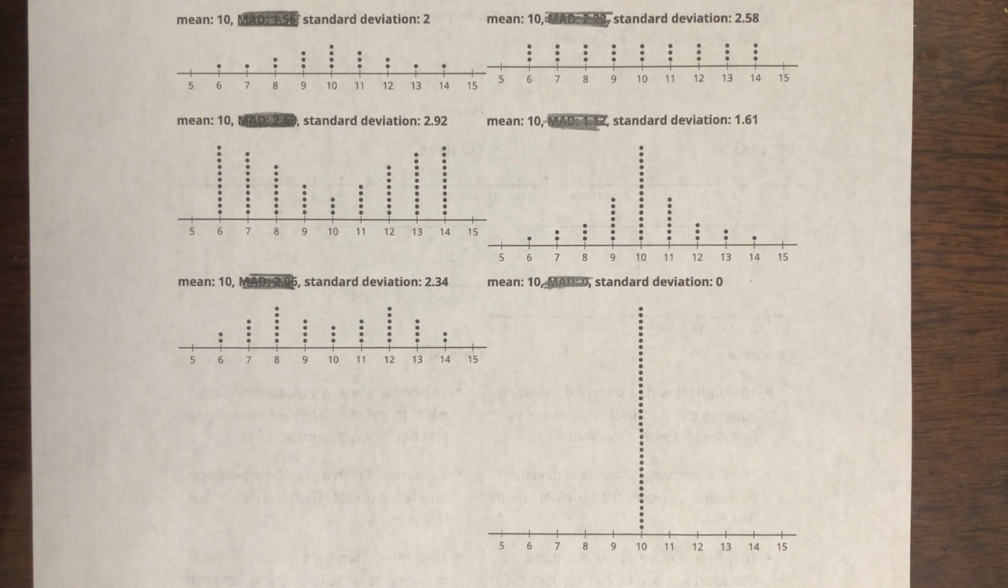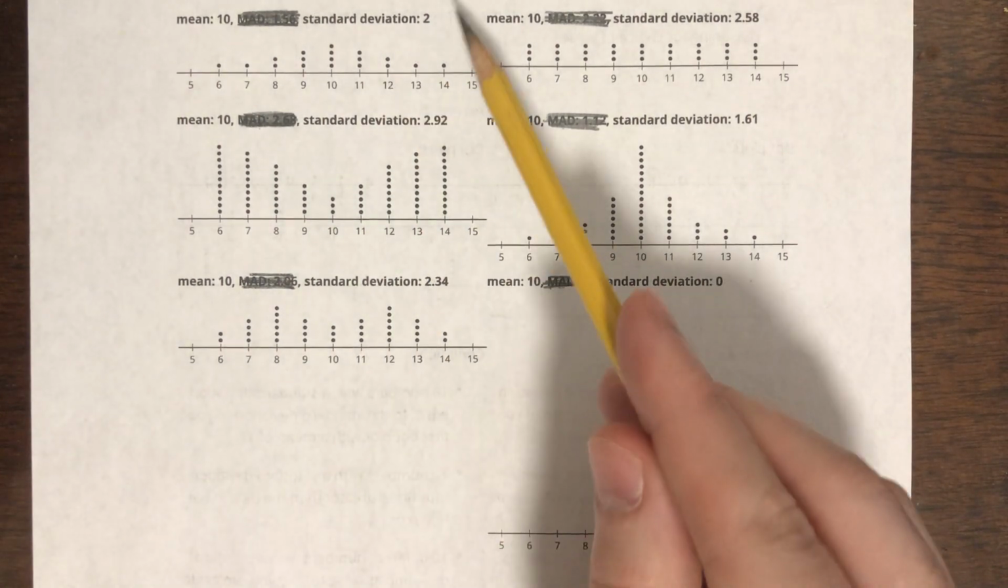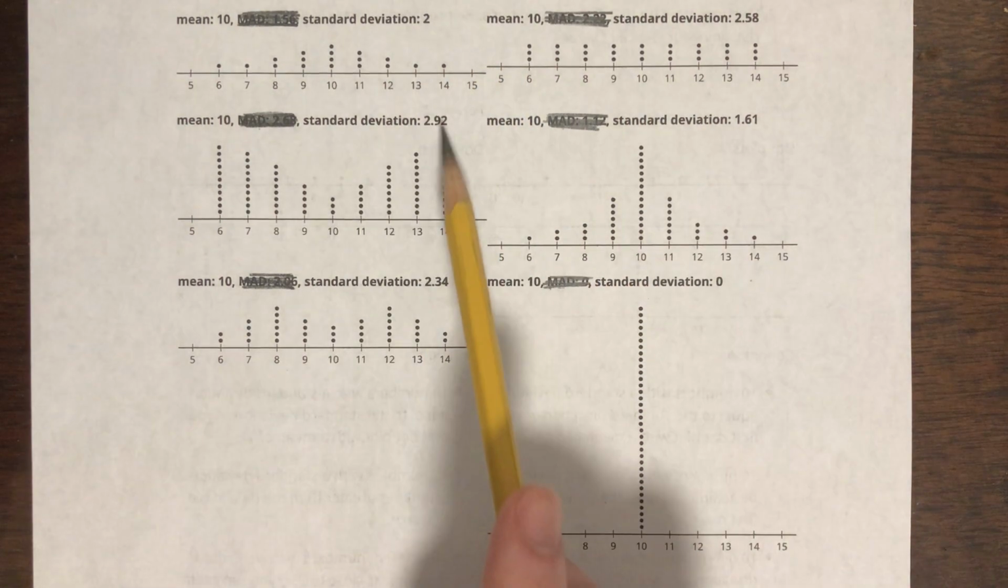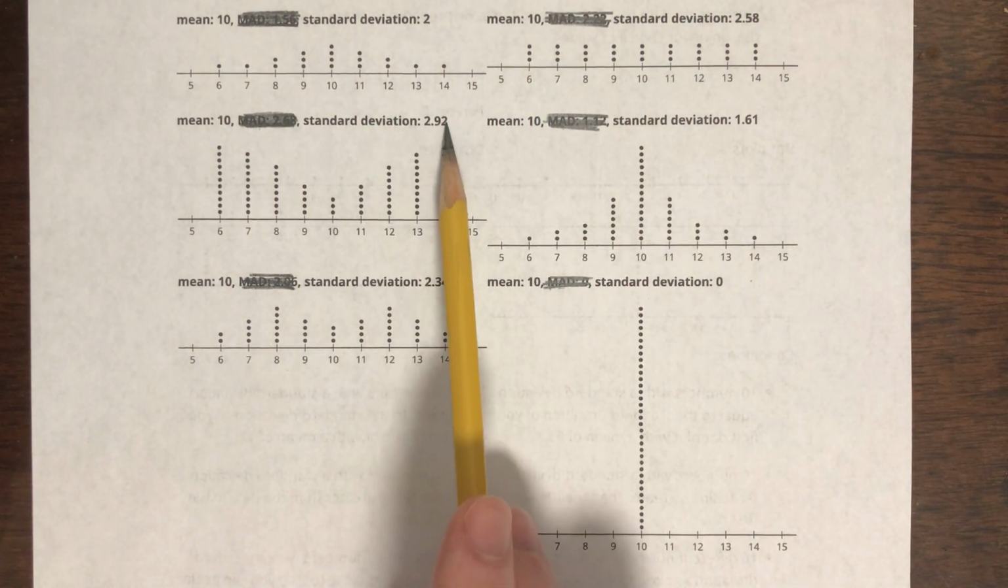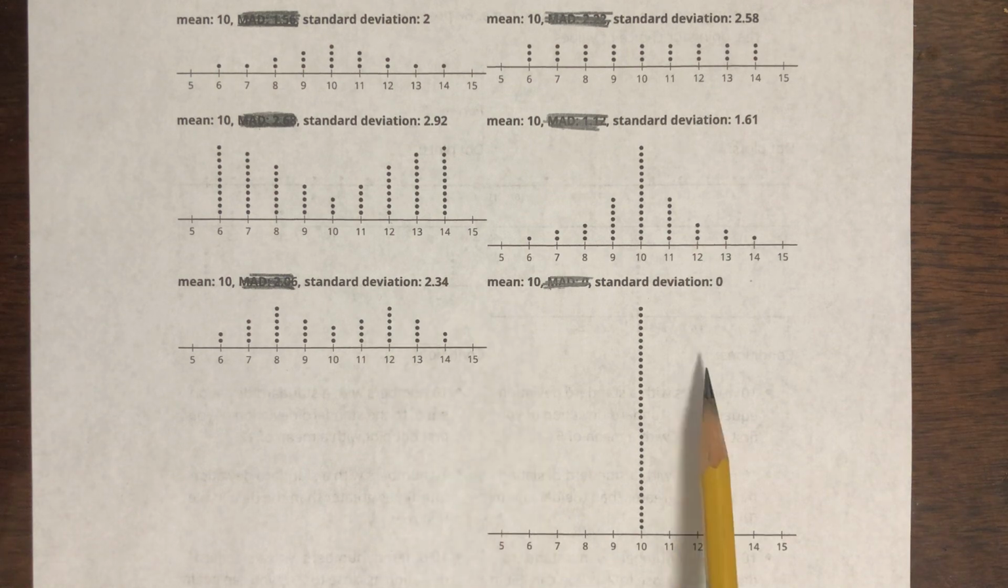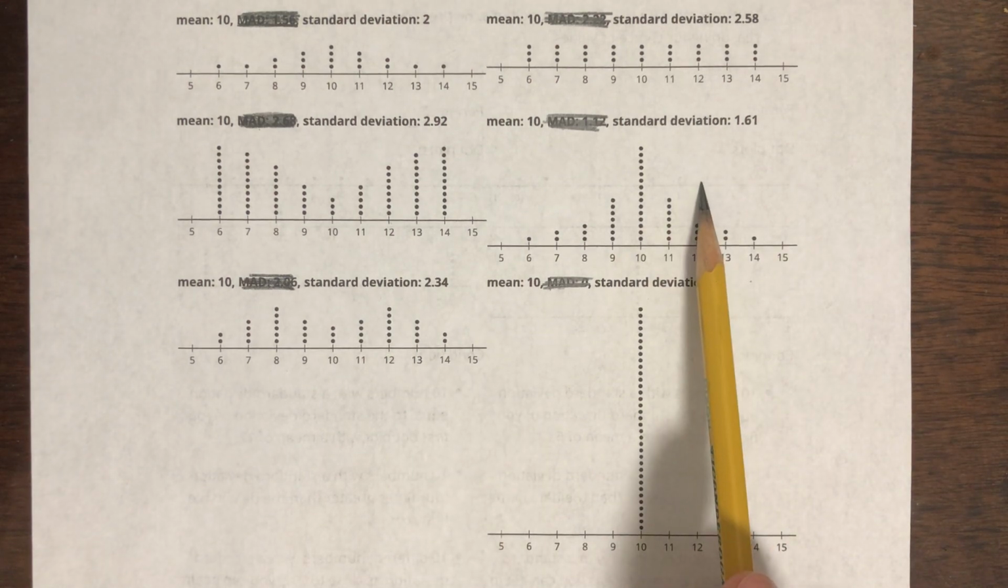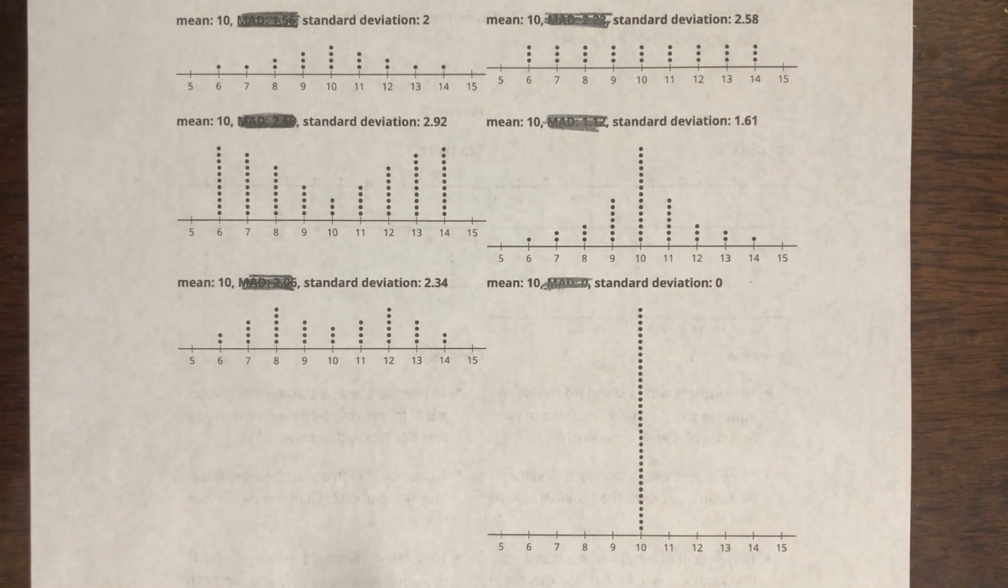But what do you notice and what do you wonder about this standard deviation? All right, this one here has a standard deviation of 2. This one's got a standard deviation of 2.92, 2.34, 0, 1.61, 2.58. So what is affecting standard deviation? What's making it go up and down? Things that you might notice, think are true, or things that you are questioning, not sure about, things you wonder. At least 2 of each.